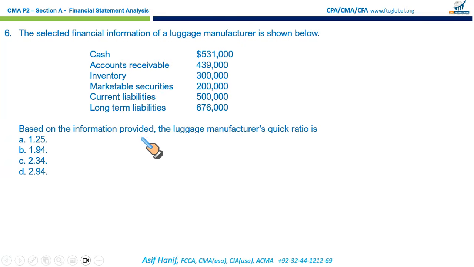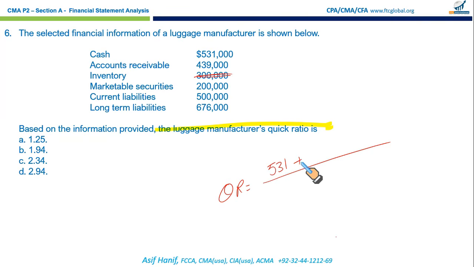Based on this information provided, what is the luggage manufacturer's quick ratio? Always look for what is required so that you can sift the information given in the question accordingly. Quick ratio, as we have just discussed, excludes inventories. It excludes any prepayments. We don't have any prepayment here. So let us calculate our quick ratio. Take our quick assets, that is 531K for cash, 439 for your account receivables, and $200,000 for your marketable securities, and divide it by your current liability, which is a single figure, $500,000.